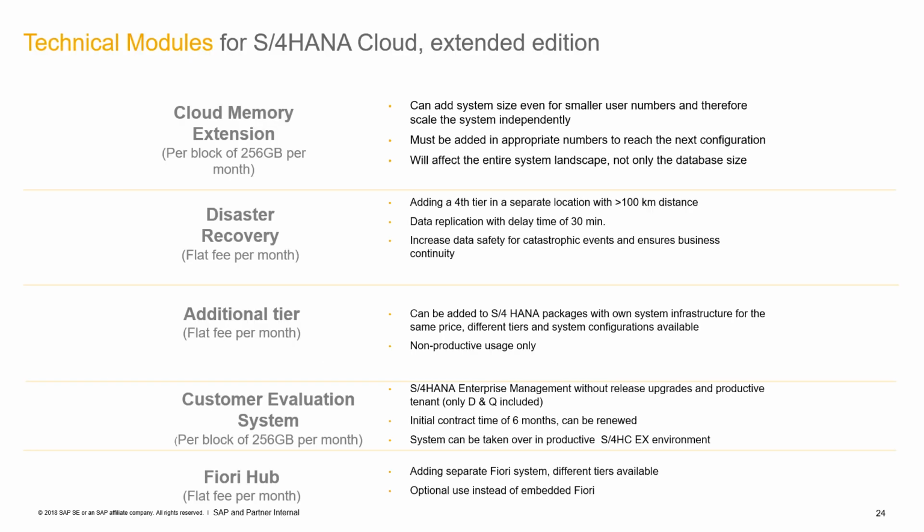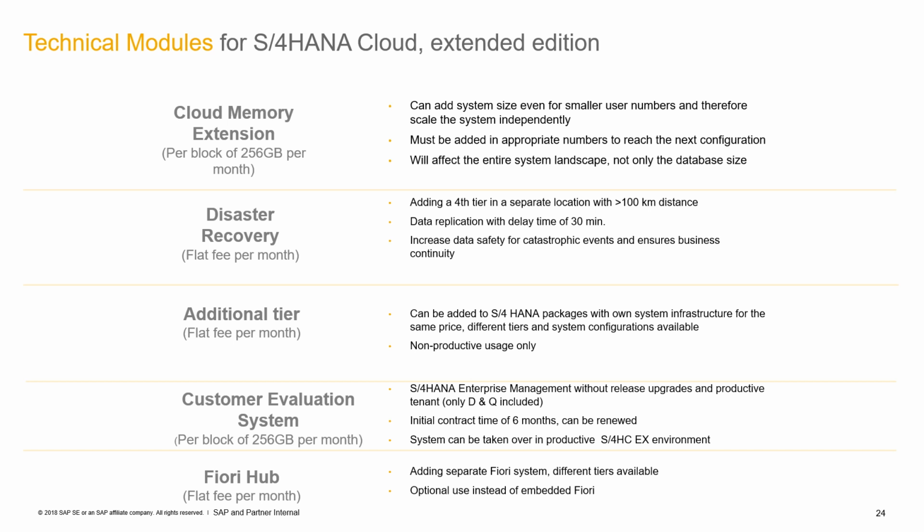Let's now take a look at the additional modules in the technical area that you can add to your base for SAP S4HANA Cloud Extended Edition. First off, as I had mentioned earlier, you can add cloud memory extensions. We allow and sell this in blocks of 256 gigabytes per month. So you can add system size even for smaller use numbers and therefore scale the system independently. They must be added in appropriate numbers to reach the next configuration. And it will affect the entire system landscape, not just the database size.